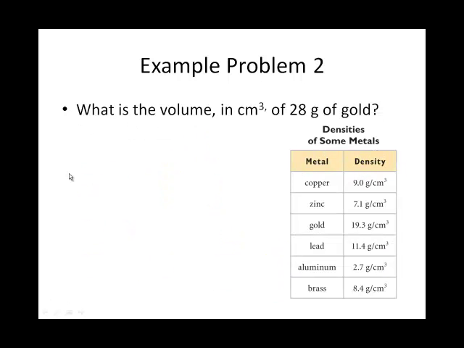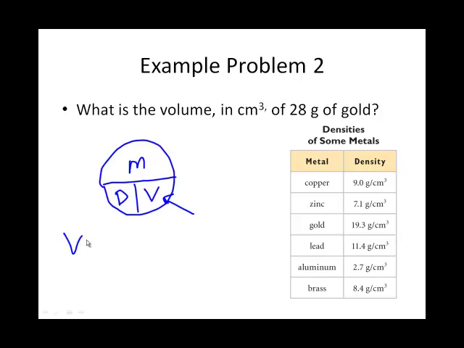Okay, example problem 2. What is the volume in cubic centimeters of 28 grams of gold? Again, you can take your circle, mass is equal to, remember, density times volume. And this time you're solving for this variable right here. So in order to do that, volume is going to equal the remaining variables, and since mass is over density, it's mass divided by density.